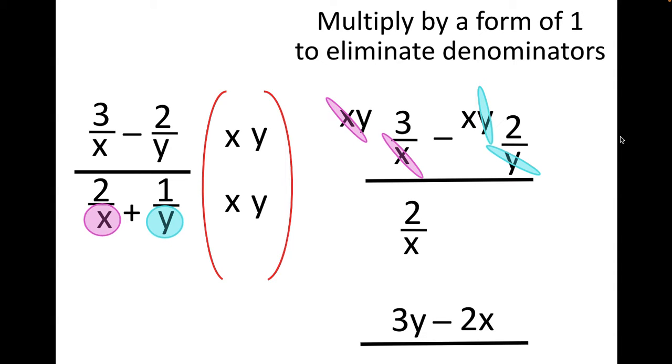Now let's look at our denominator, 2 over x plus 1 over y. Now again, I'm going to distribute this to both of my denominator terms, and I will be able to cancel the x's. So my denominator is going to just be a 2y. And then I'll cancel my y's, and I'll just have a plus an x.